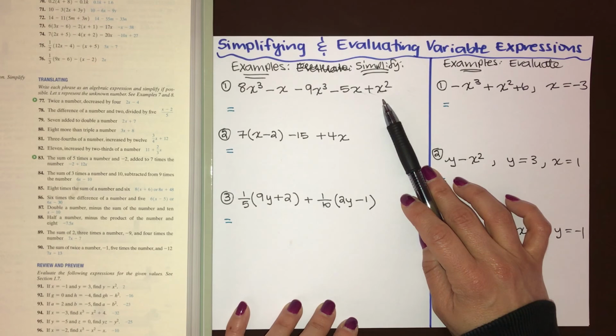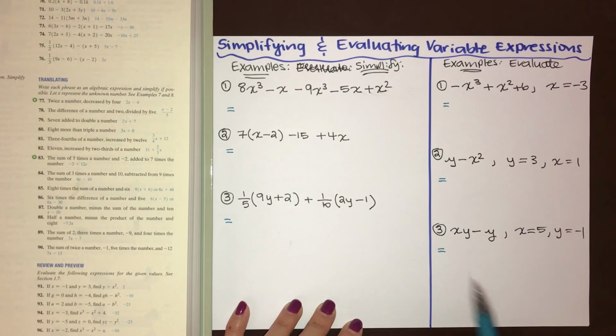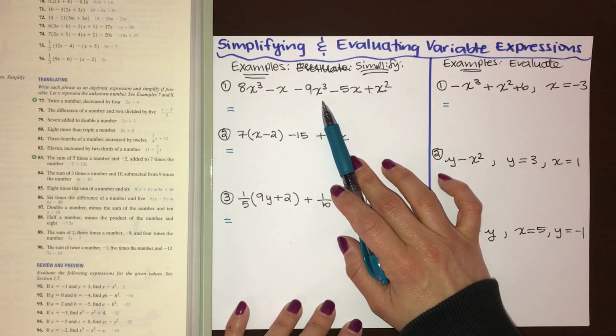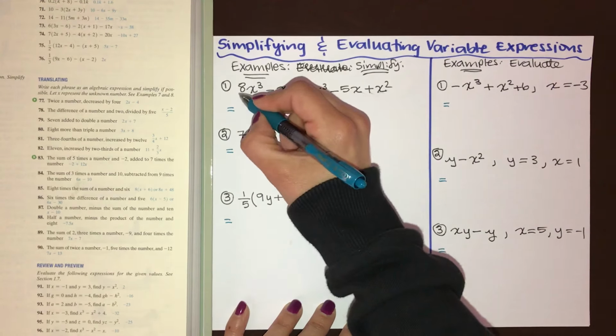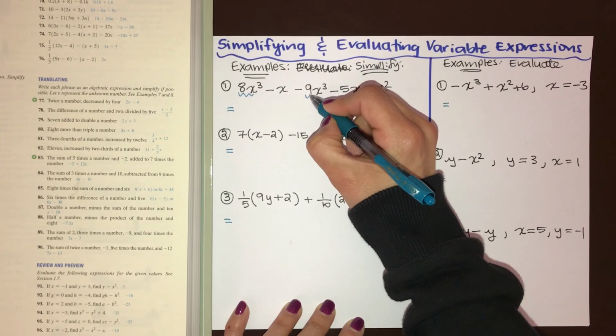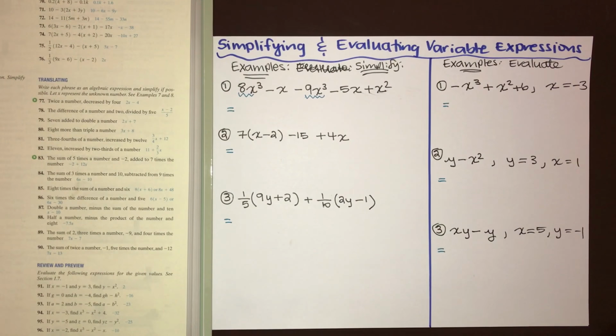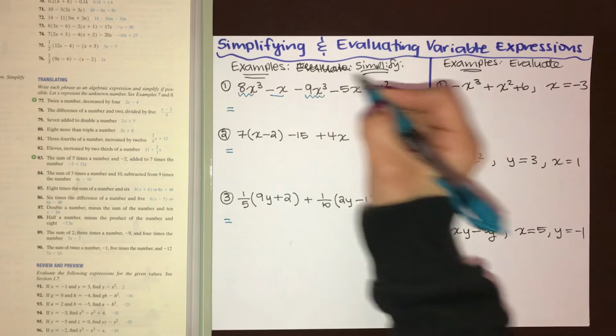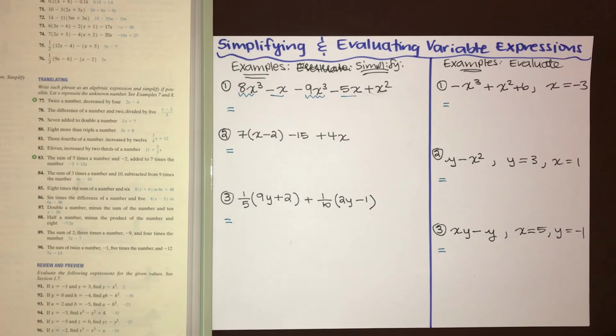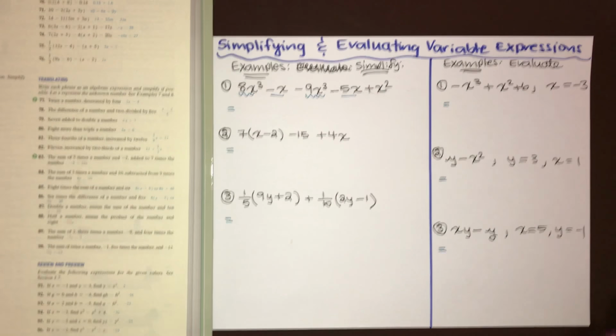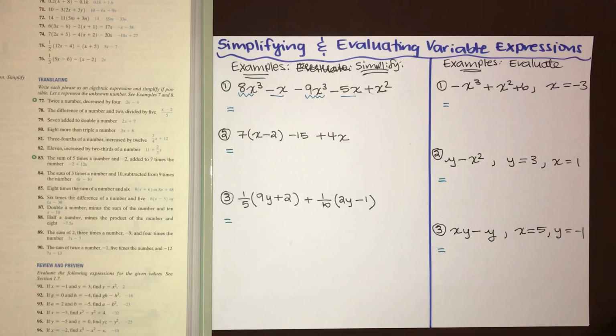So we can look for the like terms, which are basically terms with the same variable and the same exponent. So that's going to be 8x to the third and negative 9x to the third. Those are like terms. We can add or subtract those. And then we also have negative x, negative 5x. Those are like terms. We can add or subtract. X squared does not have a like term. We're just going to bring that down as part of our answer.